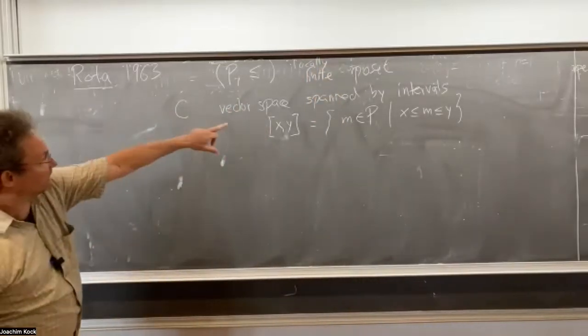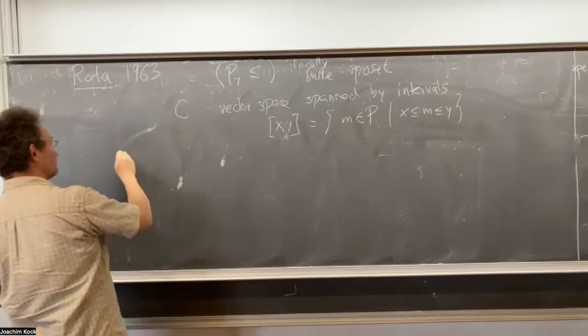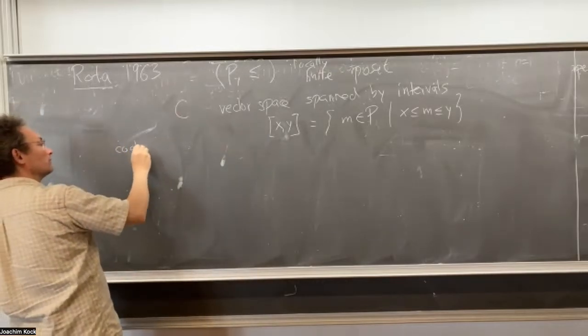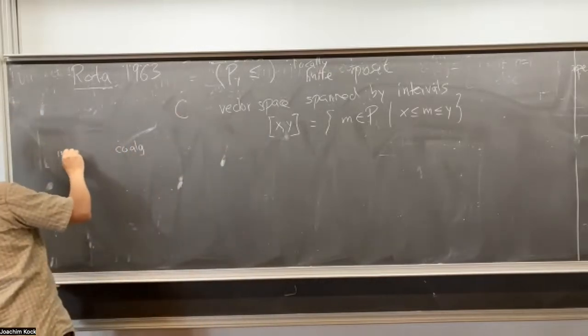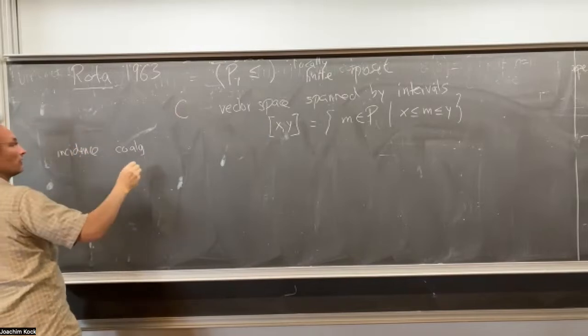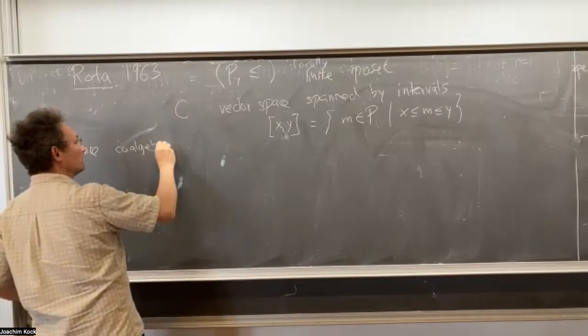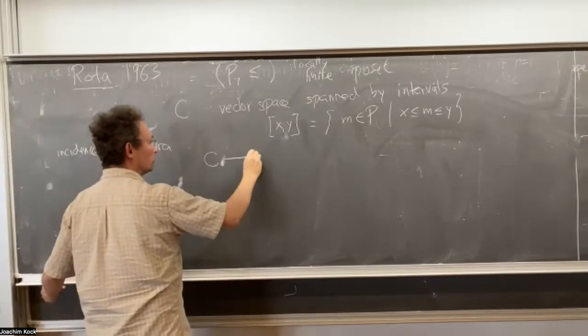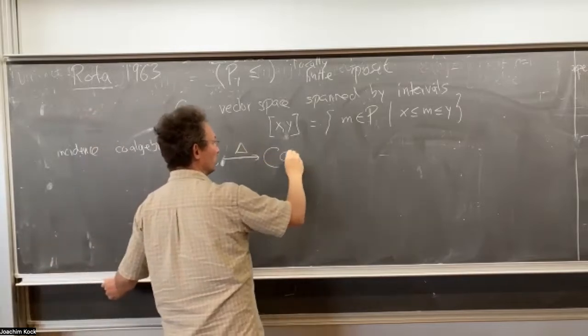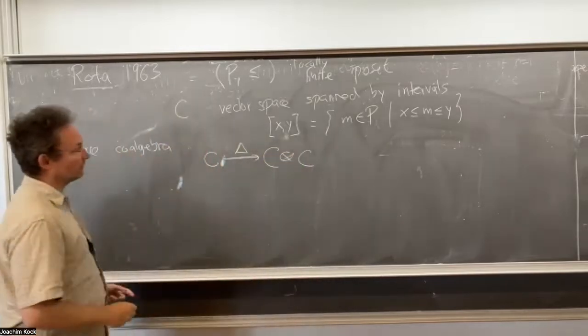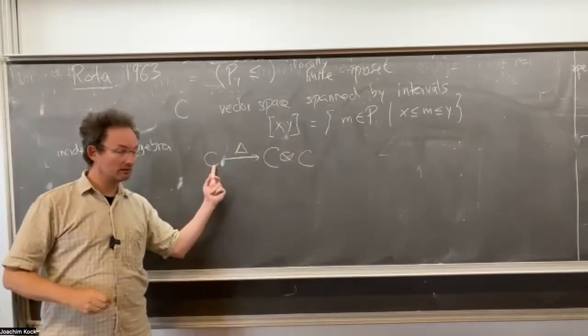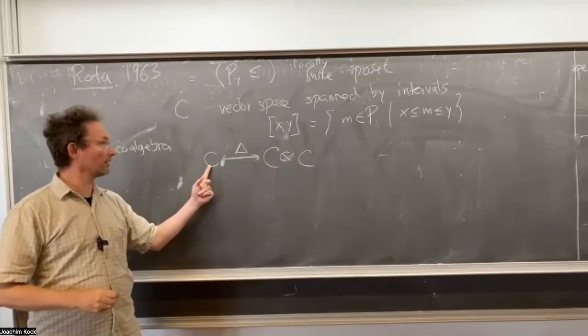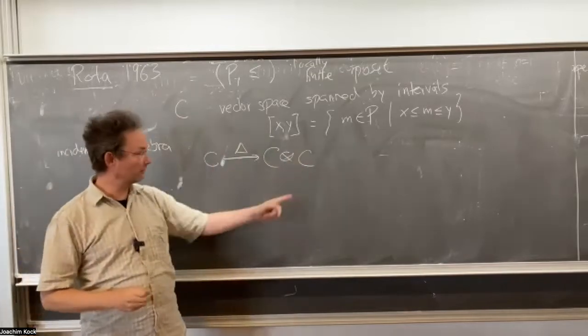So this is the vector space spanned by all the intervals. It becomes a coalgebra called the incidence coalgebra. So that means that it has a co-multiplication map. So it's the dual notion of algebra. So instead of having a map that multiplies two elements, it co-multiplies a single element and returns two of them.